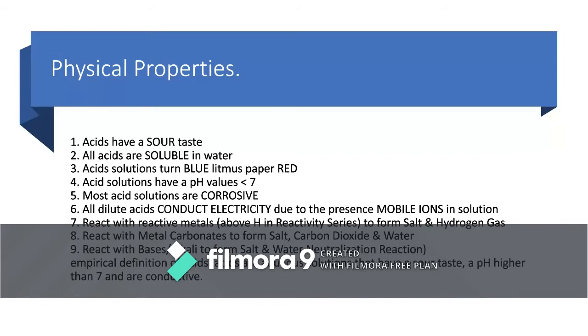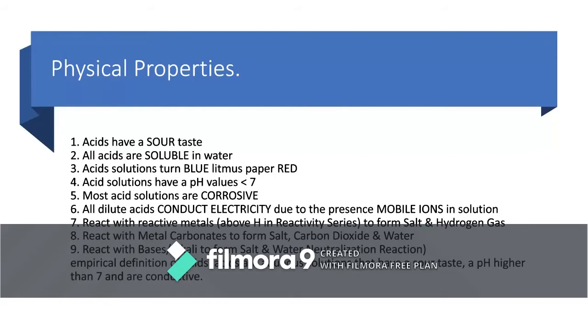Then, most of the acids exist either in solid form or in liquid form. There are some acids, for instance, boric acid, oxalic acid, tartaric acid, citric acid, even phosphoric acid. These are solid acids, whereas the rest mostly are liquid acids.